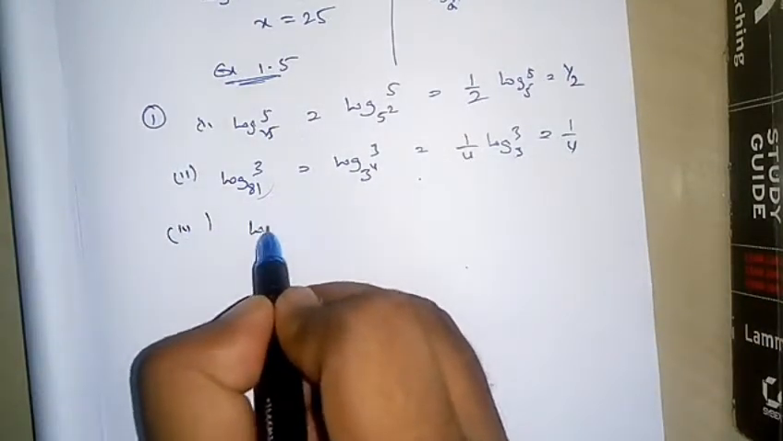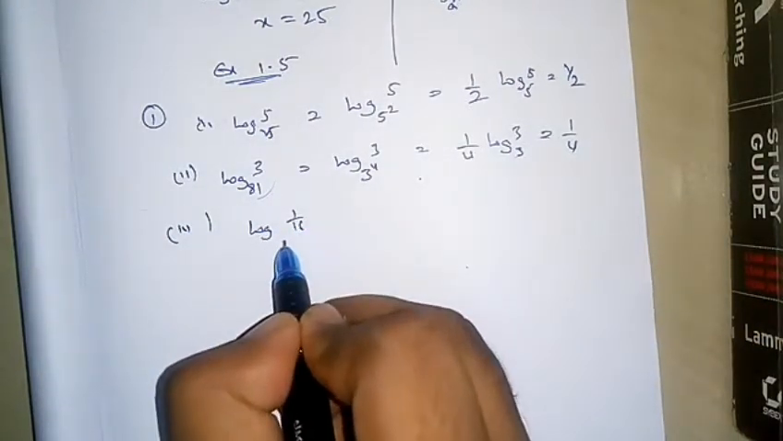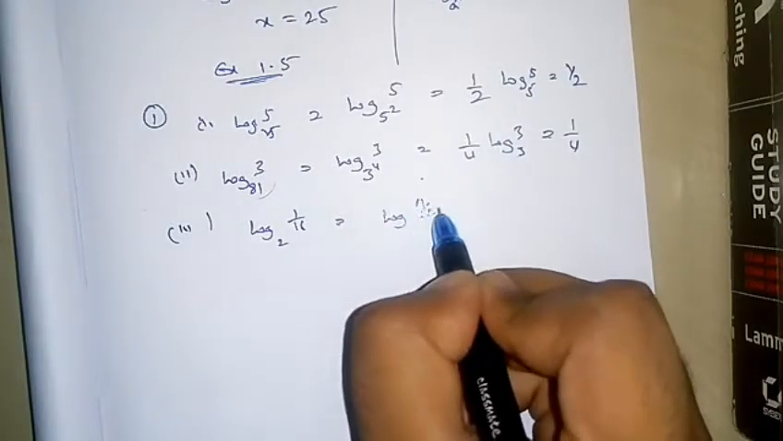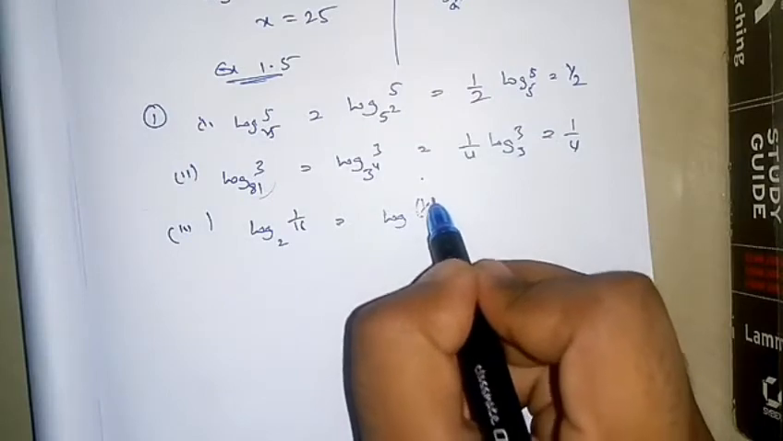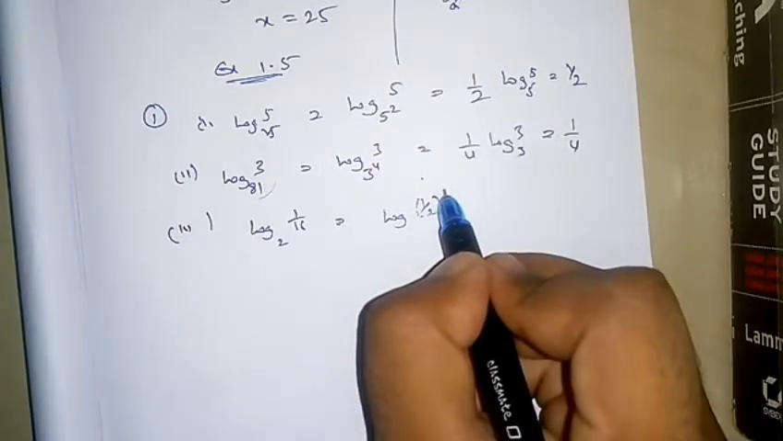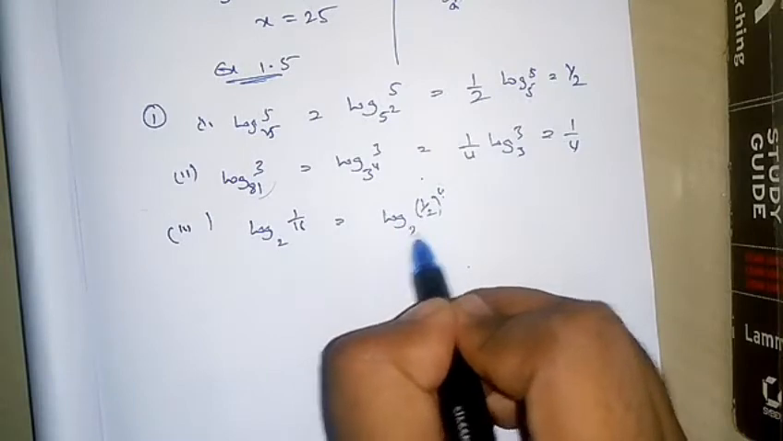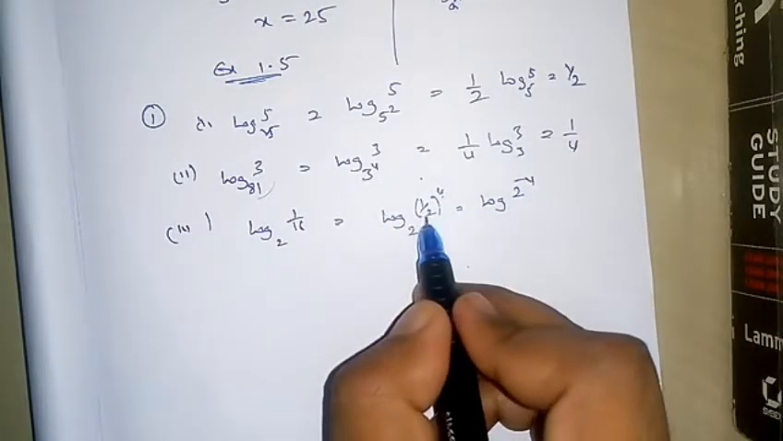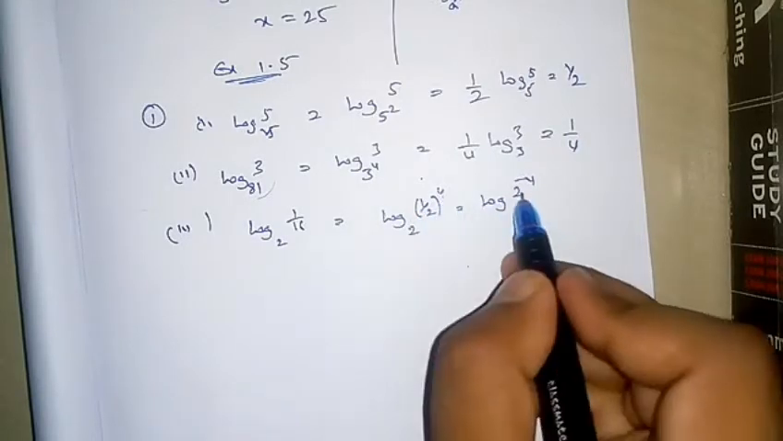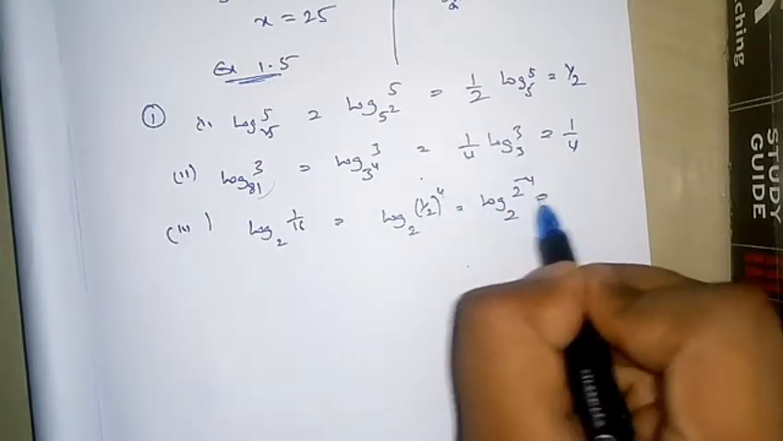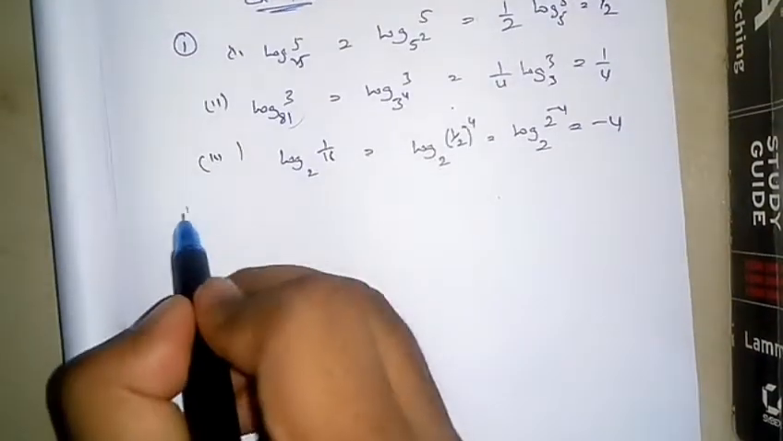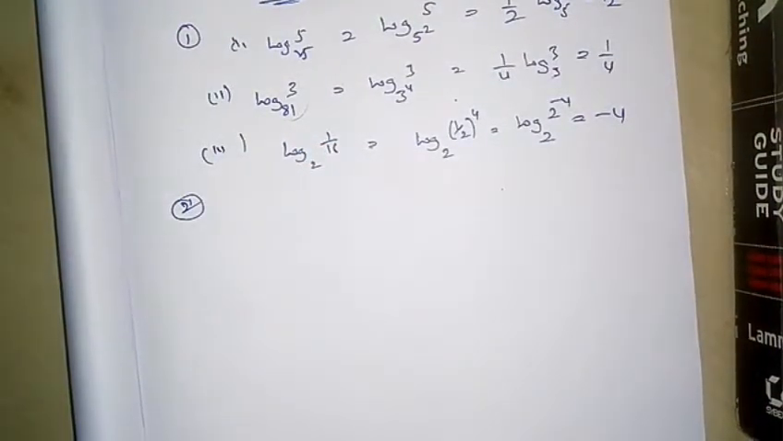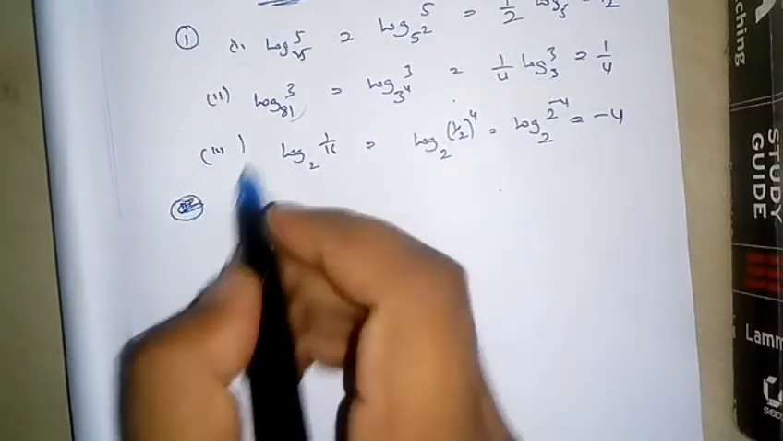Third one, log 1 by 16 base 2 is equal to log of 1 by 2 whole power 4 base 2, which is equal to log 2 power minus 4. 1 by 2 can be written as 2 power minus 1. Minus 1 into 4 will be minus 4, base 2, which is equal to minus 4. That's the third one. So there are a few more questions.